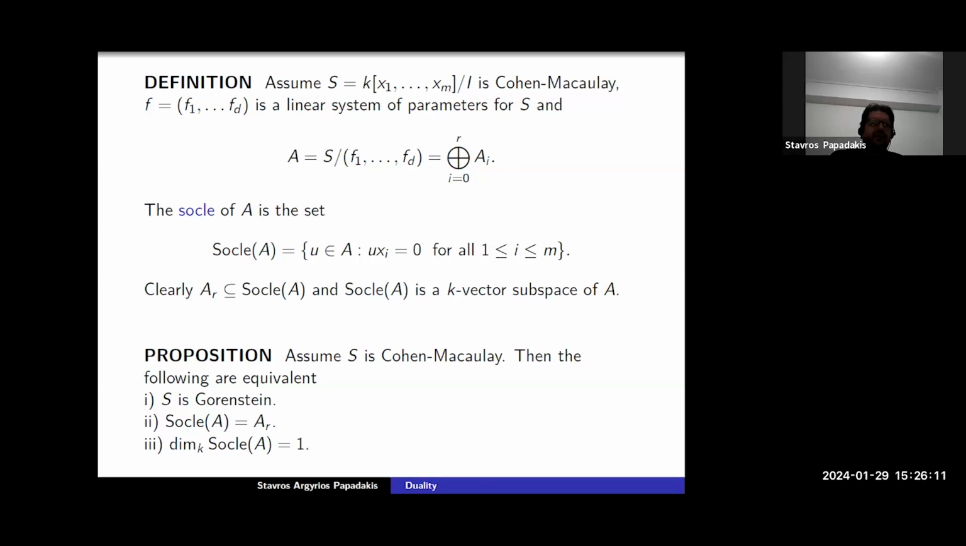I apologize. This proposition is not correct. You should add to condition two that the socle of A is A_R, and A_R is one-dimensional. Because it can very well happen that the socle is A_R, but A_R is more than one-dimensional. So condition two should be replaced with: the socle of A is A_R, and A_R is one-dimensional.